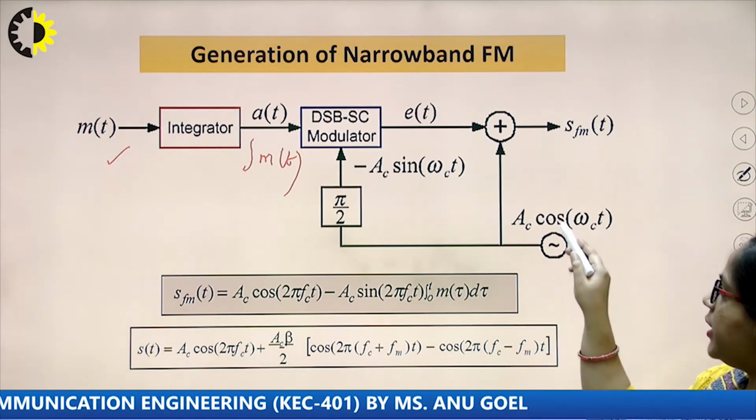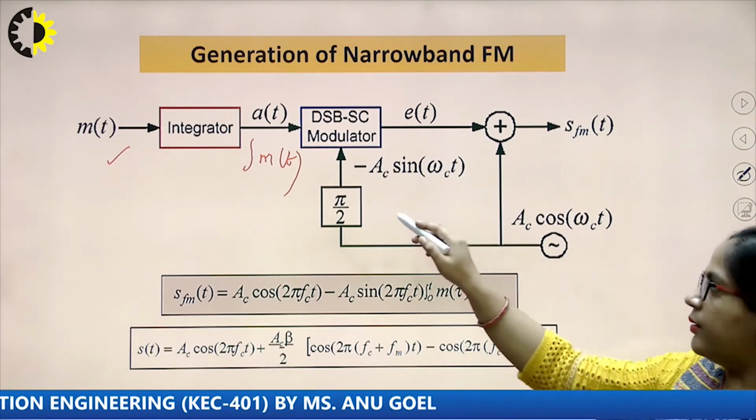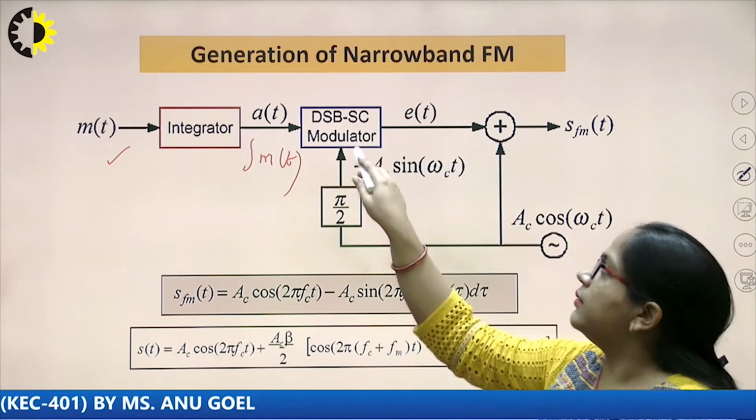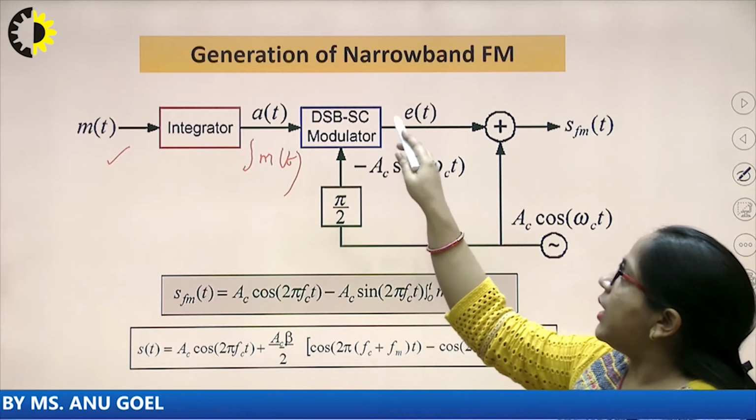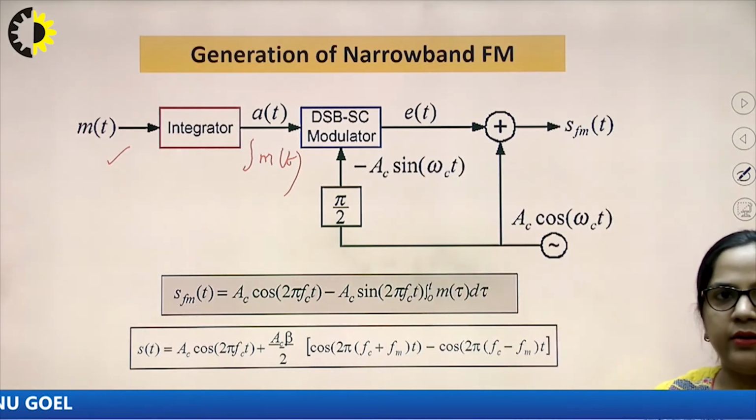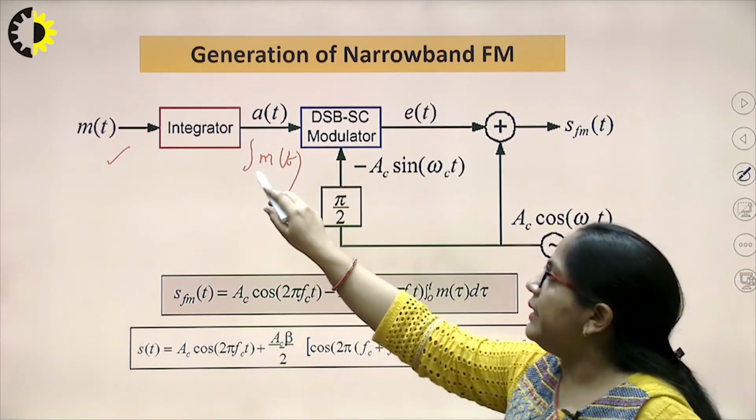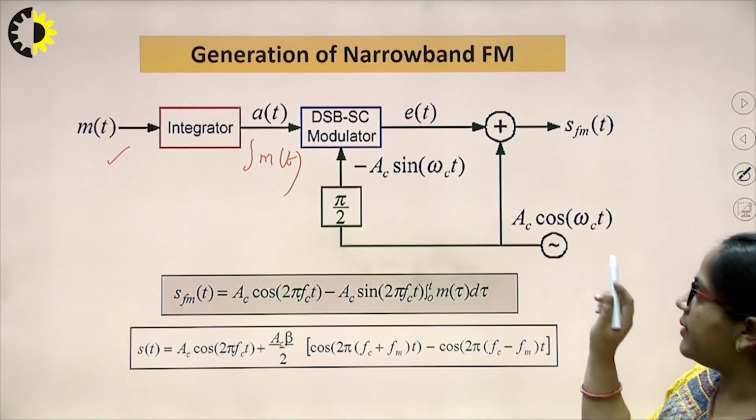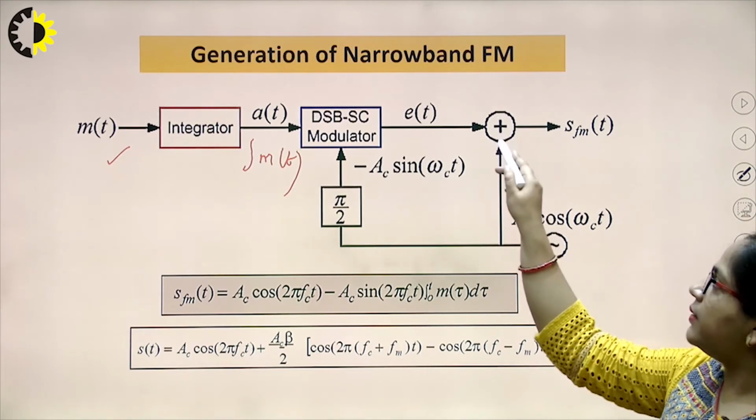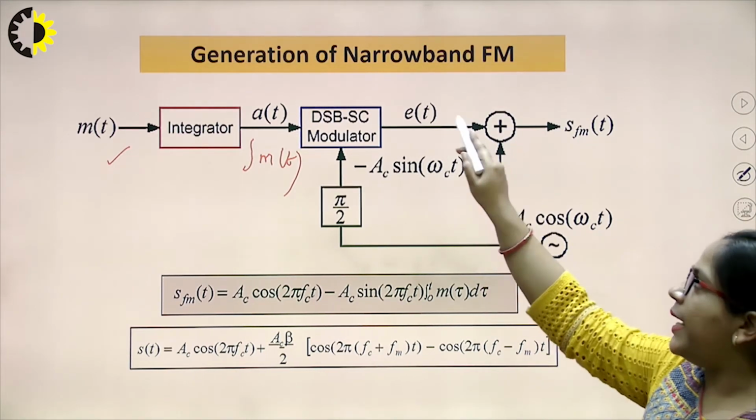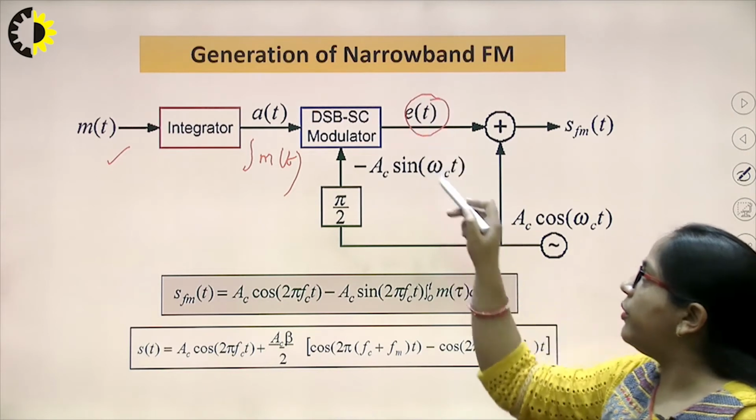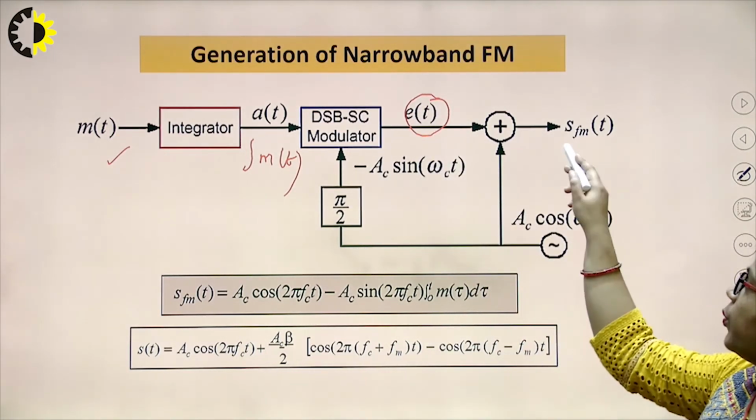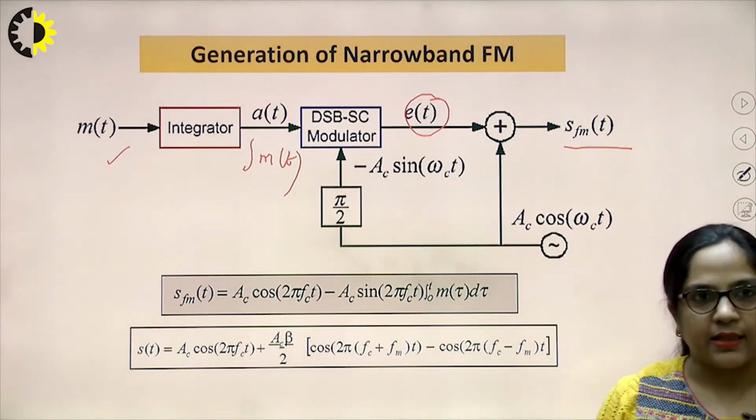Here we have a local oscillator that generates a carrier signal. The 90° phase shifted carrier signal will go to this DSB-SC modulator. So the output of the DSB-SC modulator will be the product of the integrated version of the message signal and the 90° phase shifted version of the carrier signal. Then we have the adder, which will add the output of this DSB-SC modulator and the carrier signal directly. So finally, at the output, we will get a frequency modulated signal.